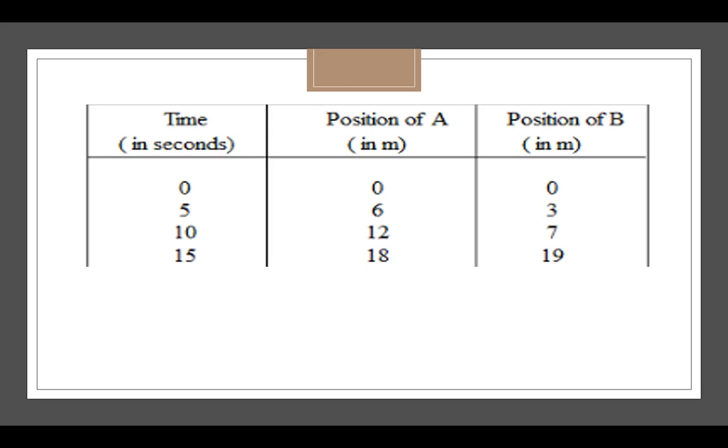Now, non-uniform motion is a real life scenario. For example, you're traveling from point A to point B. You are definitely going to change your speed according to the traffic conditions outside.